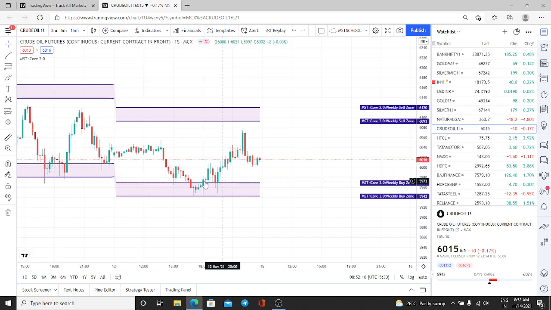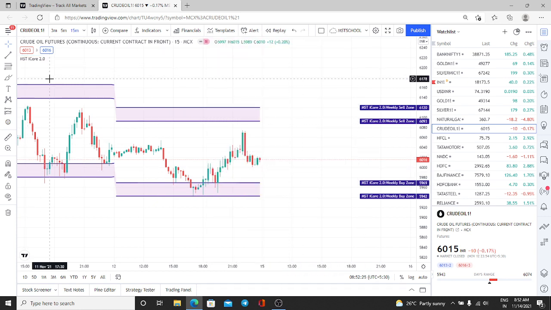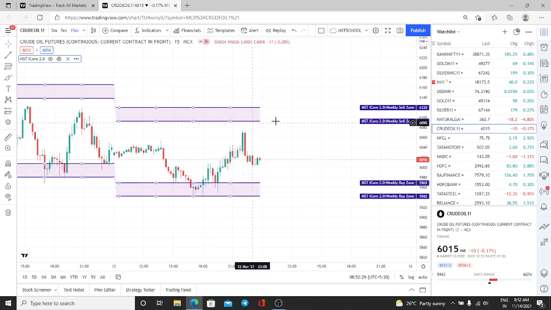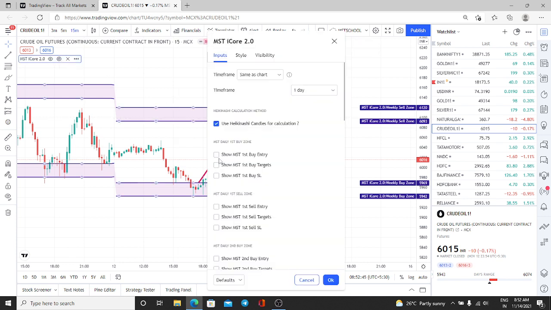So now how to fix the target for this entry? Suppose I have taken entry at 5969. What would be my target? There are two methods. In the first method, the first target will be 6093. From here to here you can book the target. Another method: go here and enable the first sell entry.